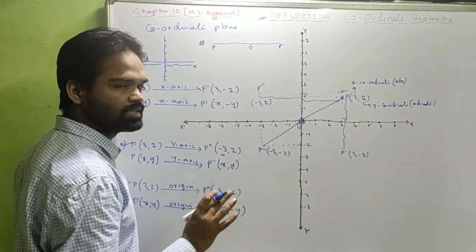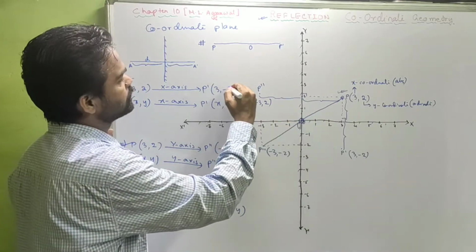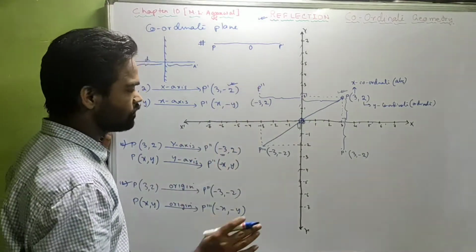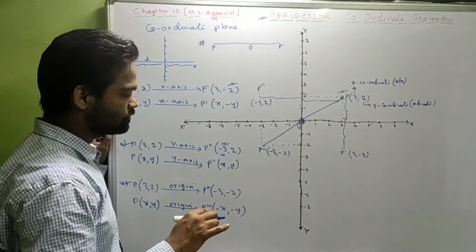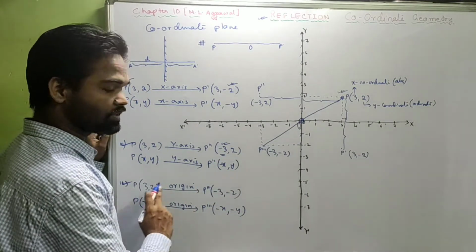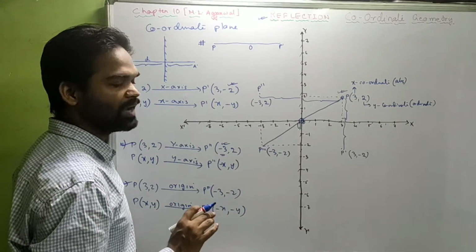Now these were very easy cases. Simply, when reflected in the x-axis, you change the sign of the y coordinate. When reflected on the y-axis, you change the sign of the x coordinate. And when reflected in the origin, you change both signs, the x coordinate as well as the y coordinate.